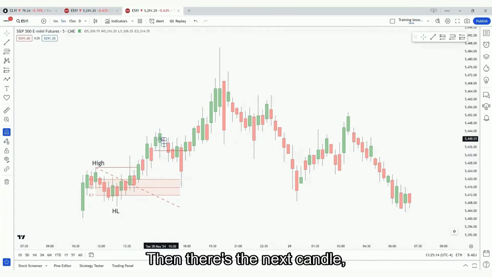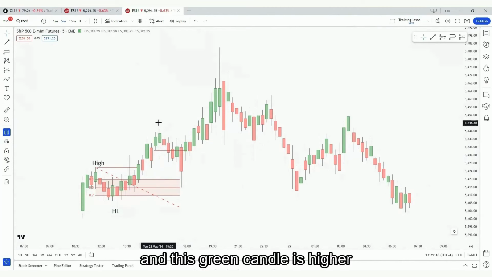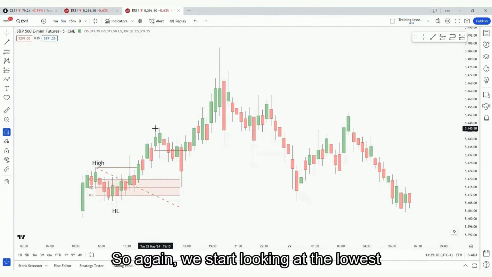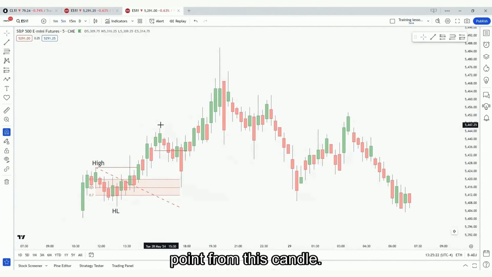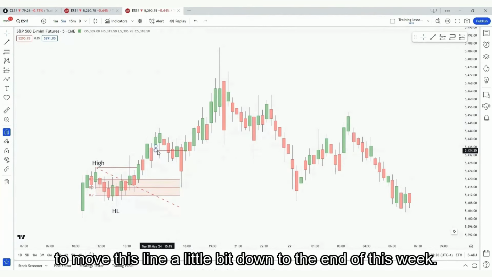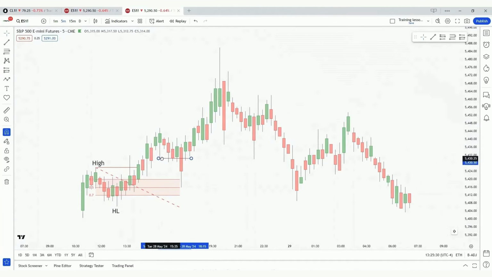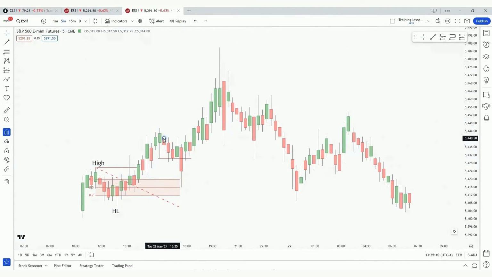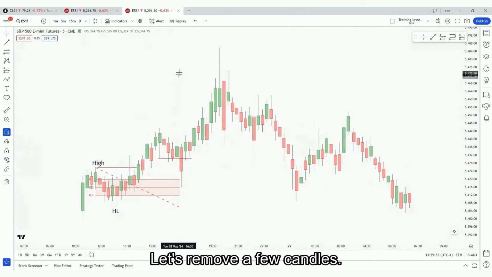Then there's the next candle, and this green candle is higher than the highest candle so far. So again, we start looking at the lowest point from this candle. So that means we have to move this line a little bit down to the end of this wick. And now we see price turning around. Let's remove a few candles.